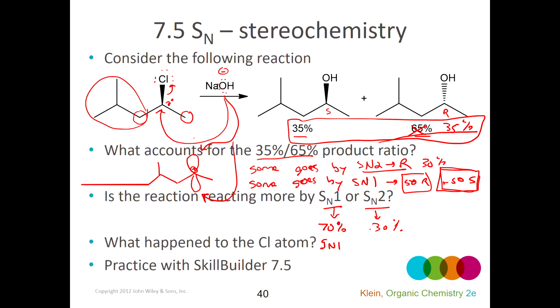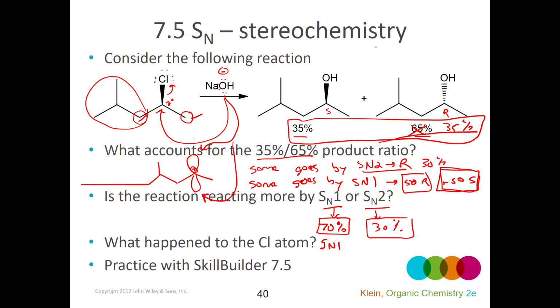And that makes sense because these are pretty sterically hindered groups. It's hard for the OH to get in there. Sometimes it will be able to collide there and give me strictly R, and sometimes the chlorine might leave first and give me a carbocation, and then there's a 50-50 shot as to whether the OH comes in and gives me R or S. And so 70% of that mixture is a mixture of R and S, and the other 30% is just R that came only from the backside attack during the SN2 mechanism.